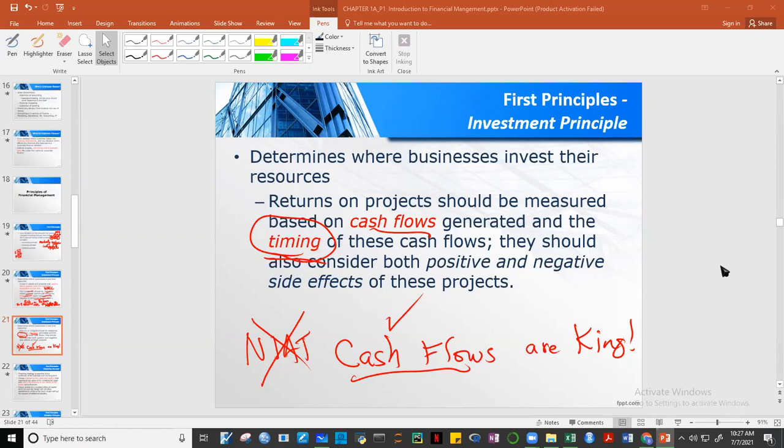Sabi ko nga, di ba, mas gugustuhin dapat natin yung 1 million ngayon compared to 1 million after 5 years. Because if we have the money now, then we can invest it and make it grow so that after 5 years, mas malaki na yun kaysa 1 million. Okay? So yung investment principle, guys, gagamit tayo niyan ng time value of money concept. And also cash flows are king.